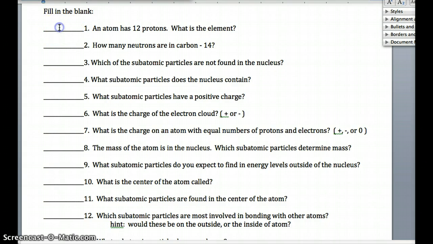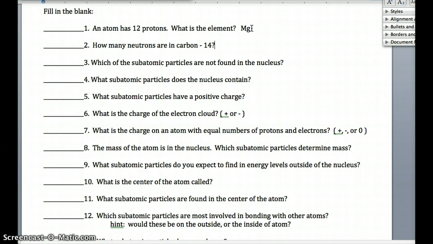So an atom has 12 protons. What is the element? What you would need to do is look at the periodic table and find element number 12, and you'll find that it's Mg. Mg stands for magnesium. I'll put the answers after the question, so you'll have the blanks blank.